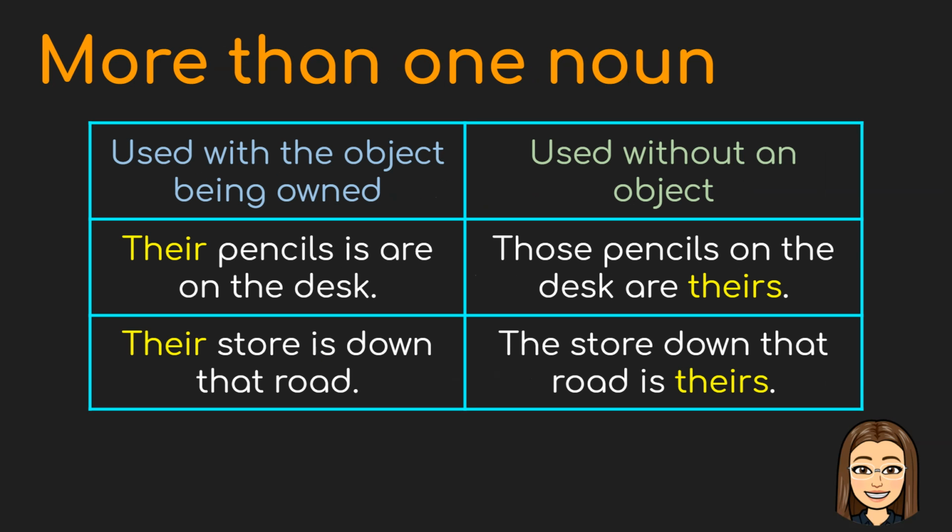Next, more than one noun or plural. If it is used with the object being owned, we will use their, and if it is used without an object, we will use theirs. And as you can see on all of my examples, if it is used with the object being owned, the possessive pronoun is always at the beginning of the sentence, and if it is used without an object, it is always at the end of the sentence. Have you noticed that? Great!